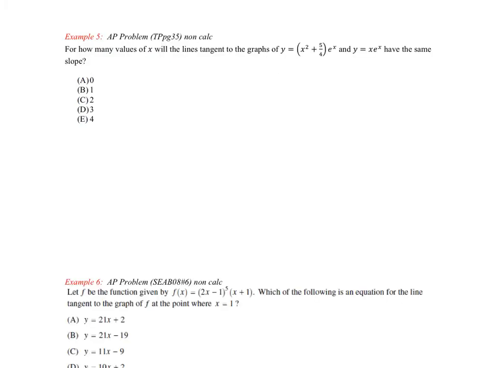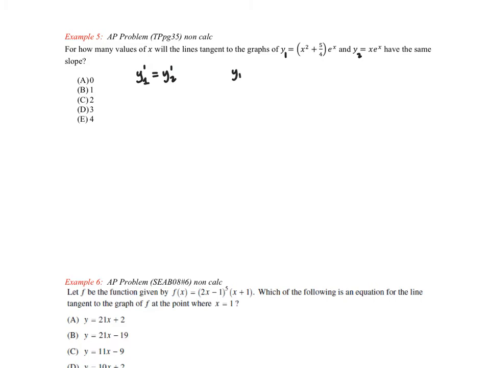Okay, another AP style question. For how many values of x will the lines tangent to the graph of that thing and that other thing have the same slope? So I'm going to call this y1. I'm going to call this y2. I want to know where y1 prime is equal to y2 prime.